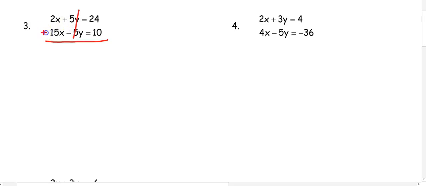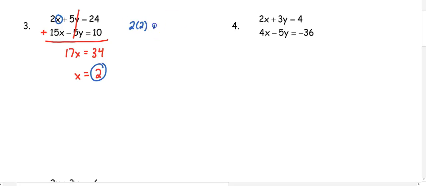So everything else is going to be added straight down. We get 17x equals 34. And now all I have to do to solve for x is divide by 17 on both sides, and we get x equals 2. Just like above, once we know one of our variables, we need to go back and get the other one. So I'm going to use the first equation this time, though it doesn't matter.